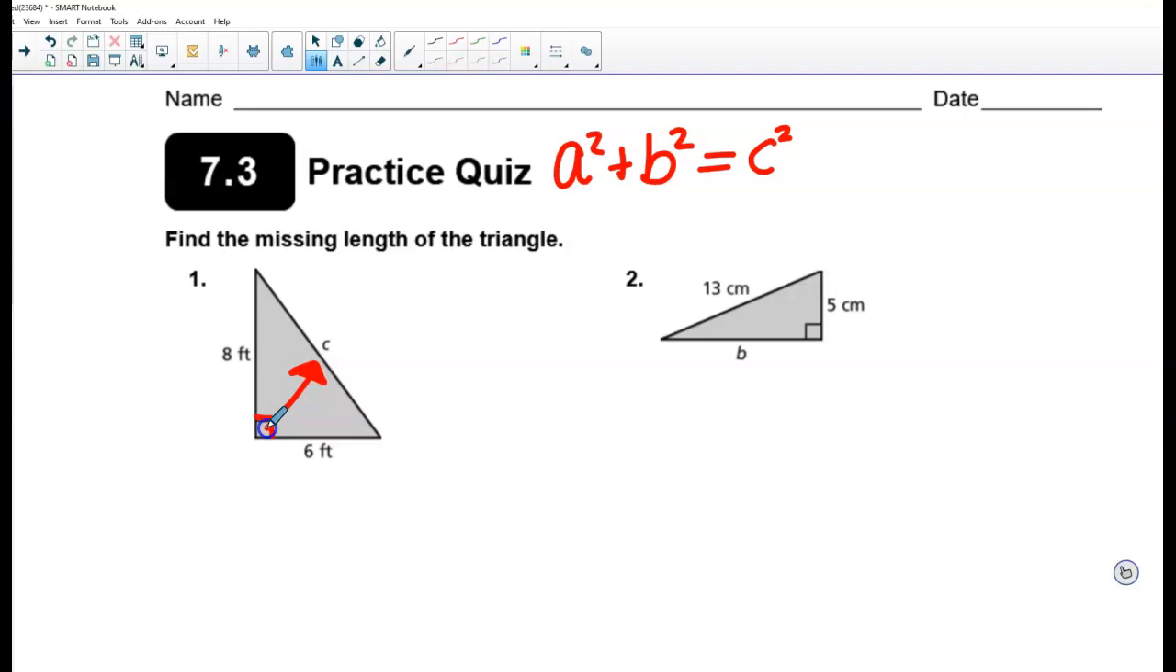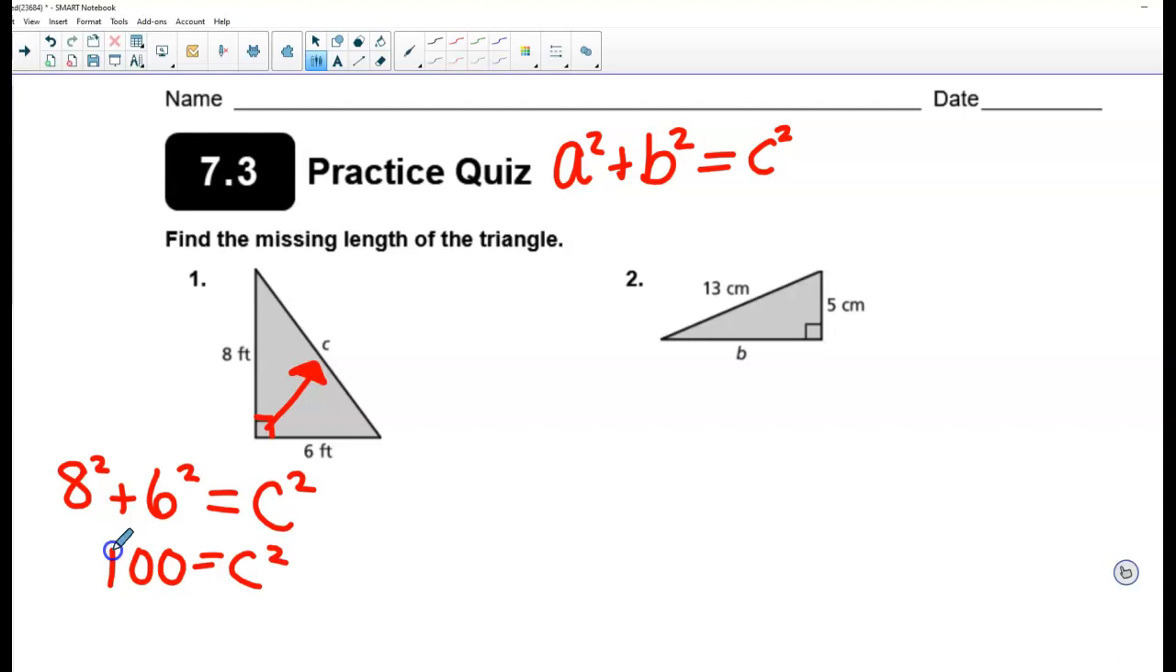So this first one is pretty easy because we have 8 squared plus 6 squared. And again, it wouldn't have mattered if you wrote 6 squared plus 8 squared. Equals, again, we don't know what c is. That's the longest side, c squared. So when I do this work, I allow you to put this all in your calculator. So 8 squared plus 6 squared is 100. So 100 equals c squared.